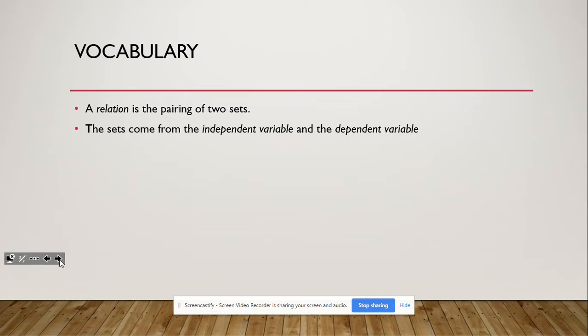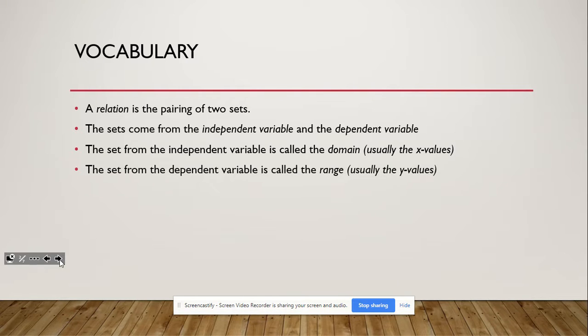The sets that the relation has come from an independent variable and a dependent variable. Obviously, the dependent variable will depend on the independent variable, which can stand on its own. The set from the independent variable, we call that the domain, and those are usually the x values in any given situation. The set from the dependent variable is called the range, and in most of our situations when we're using x and y, it's going to be the y values.